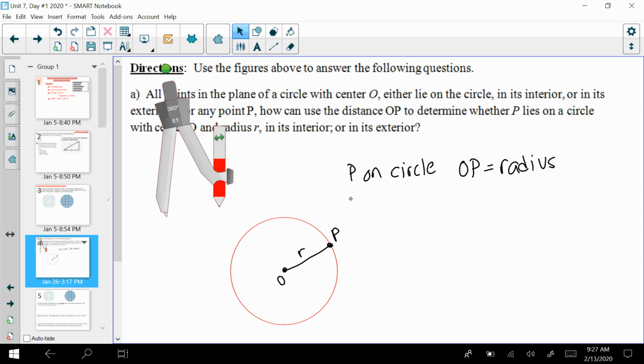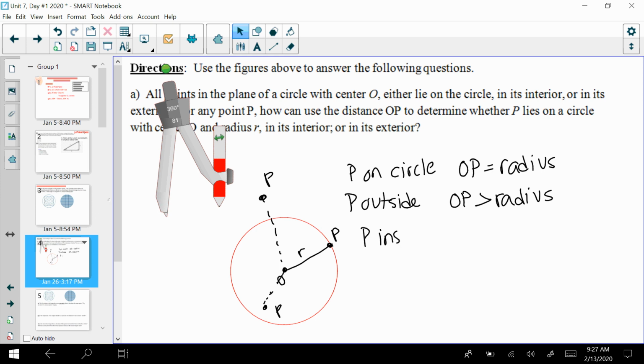Now, what if P is outside the circle? If point P is somewhere outside the circle here, then this distance OP is going to be greater than the radius, right? And lastly, the other situation that can happen is if P is inside the circle, then that distance is going to be less than the radius.